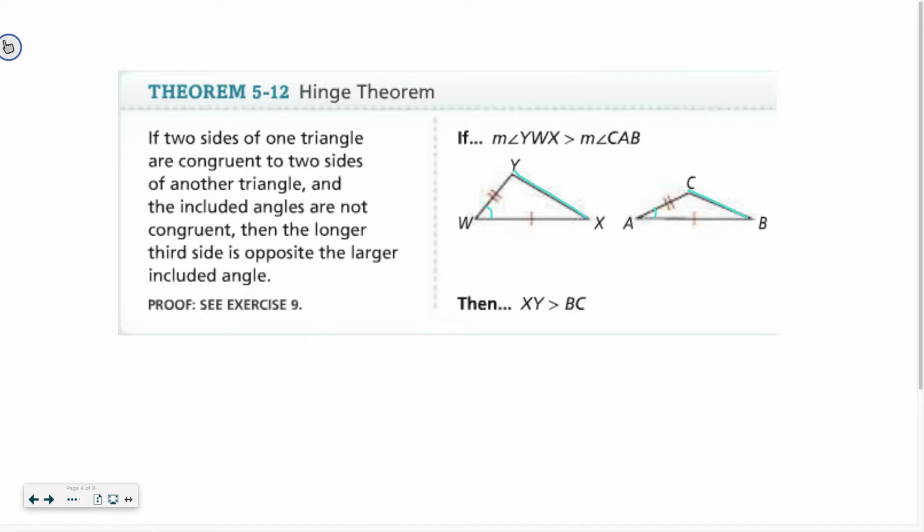So the longer third side is going to be on the triangle with the larger angle. In this case, since we know angle YWX is greater than angle CAB, we know that XY would be greater than CB.